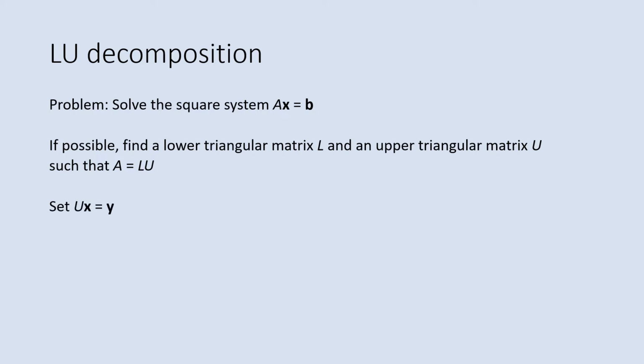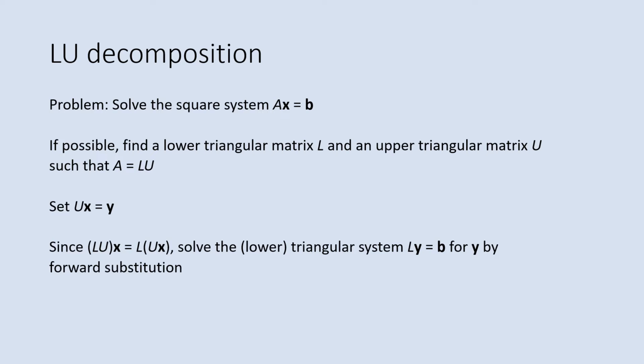So what we do then is we think of U times X as being a new vector Y. We don't know X. We have calculated U. We know it, but we don't know X. So we don't actually know Y at this point. But we're thinking of U times X as representing this vector Y. And so since this is associative, we can move the brackets from LU to the U times X. And so we have then A times X equals B becomes L times Y equals B.